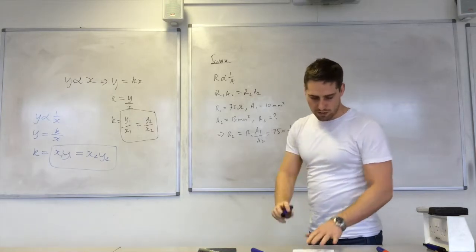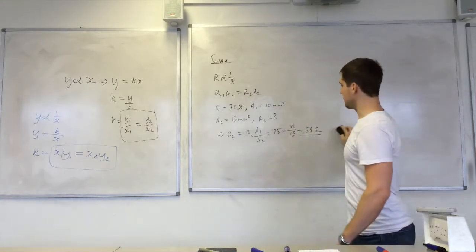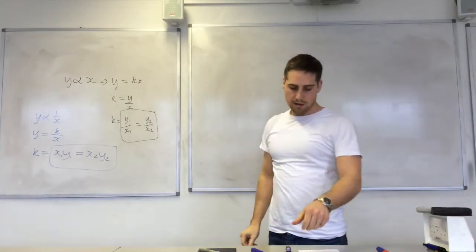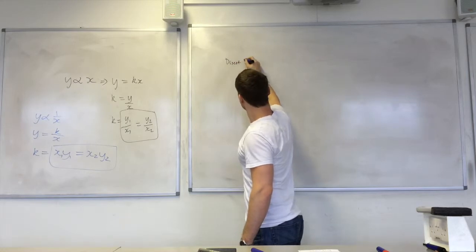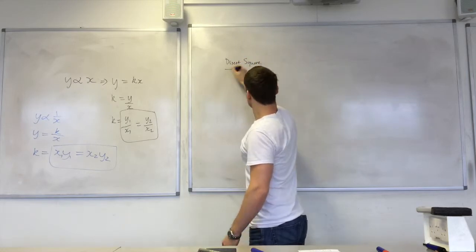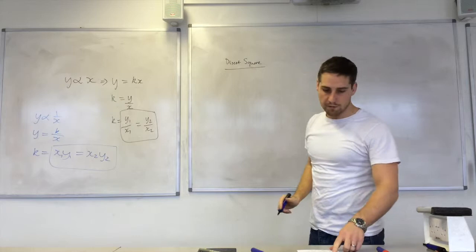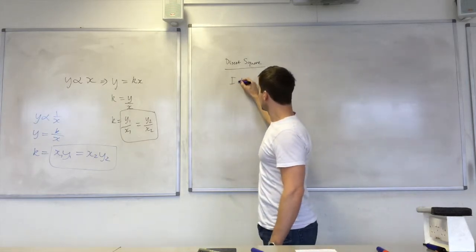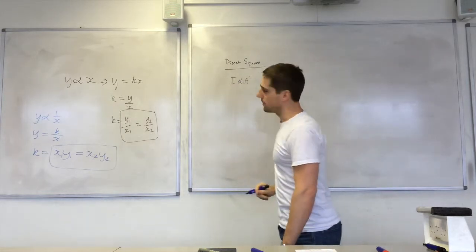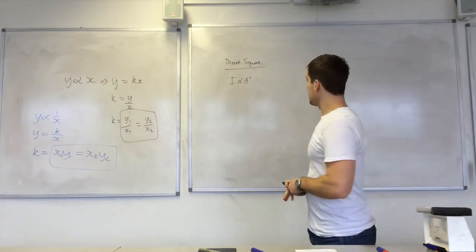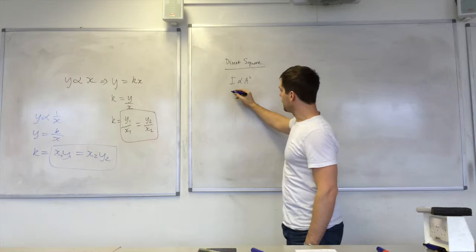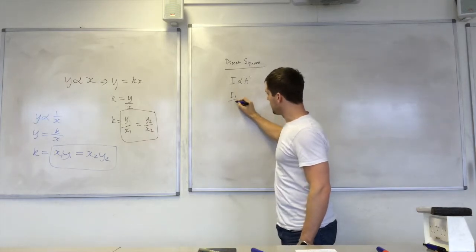Now we'll do one of those special cases. This is a direct square. And for this, from waves, we have this relationship. The intensity is proportional to the amplitude squared. Here, we'll come up with an equation like this.